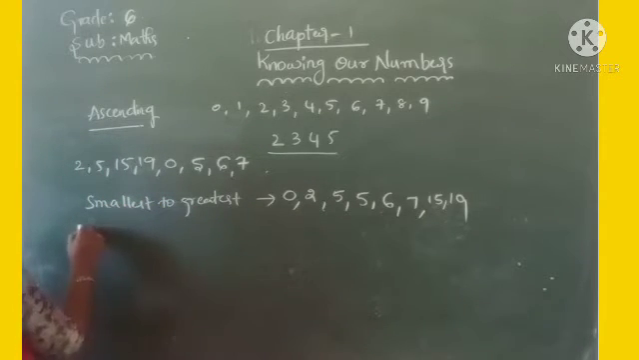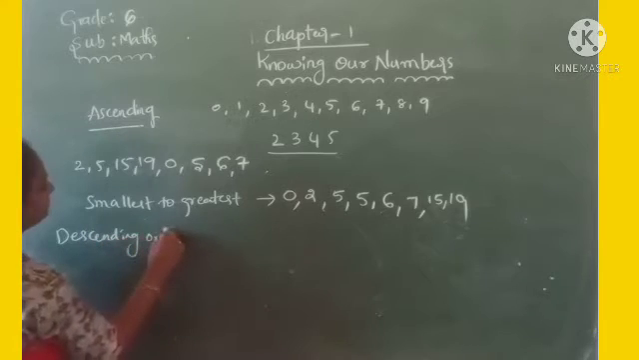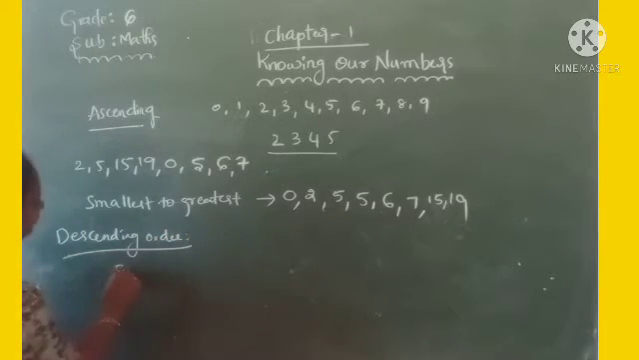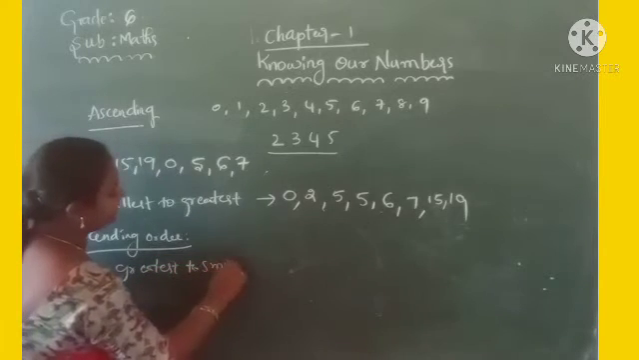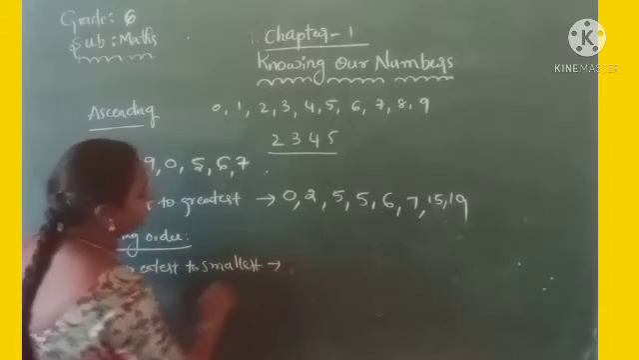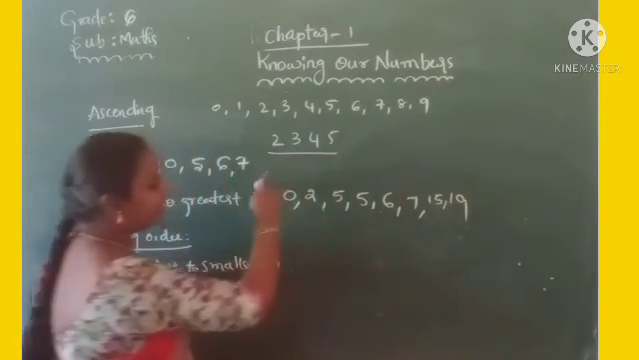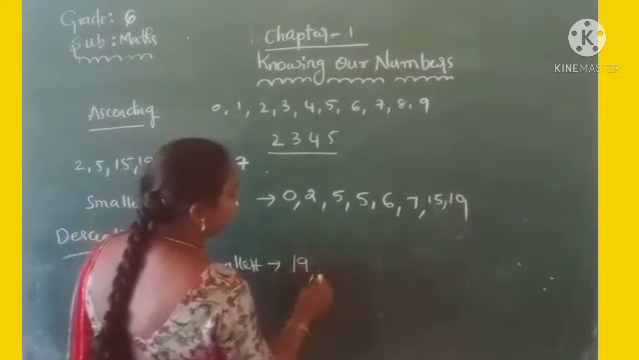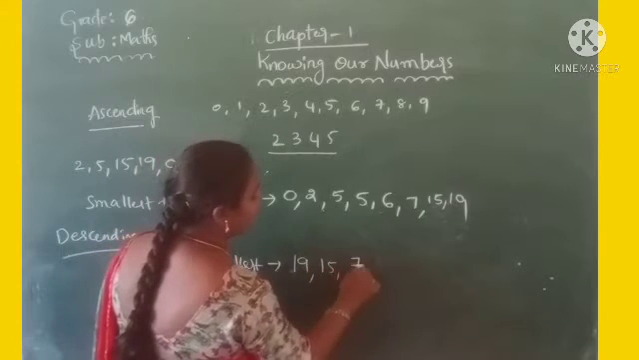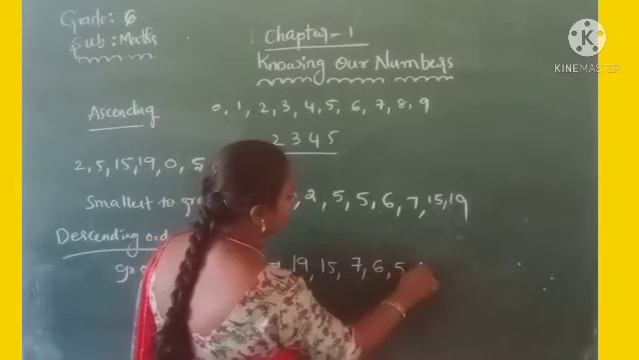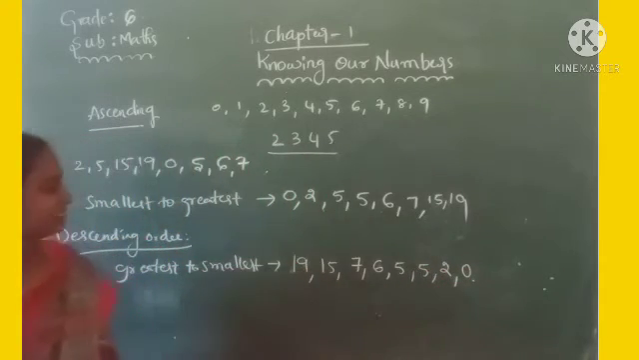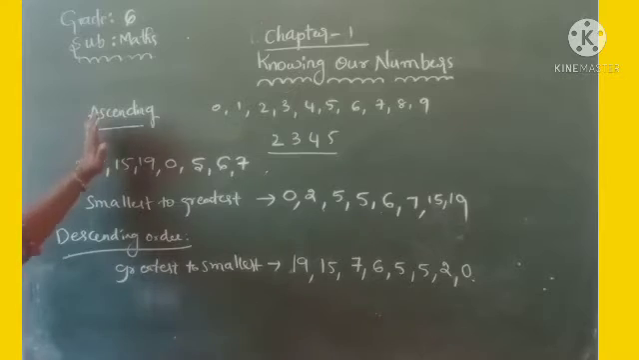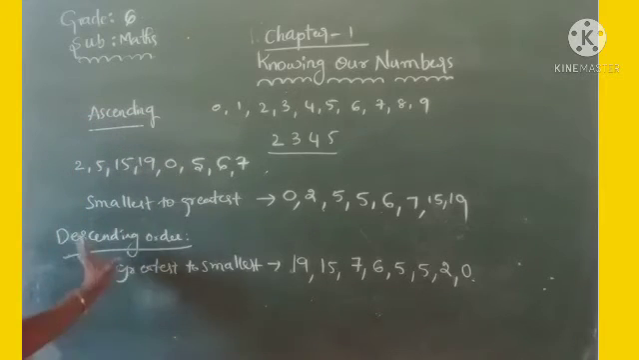So descending order. Descending order means greatest to smallest. From reverse, greater number to smaller number, that is 19, 15, 7, 6, 5, 2, 0. This is the way of writing the ascending order to descending order.